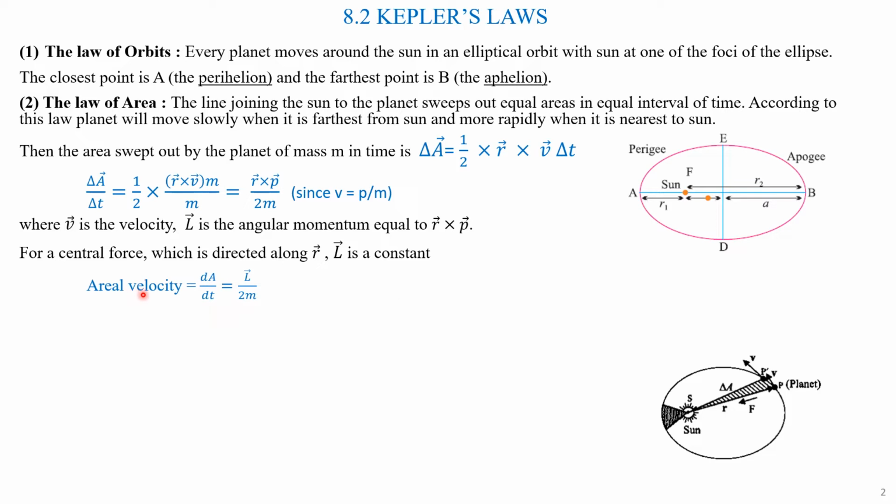Therefore, areal velocity dA/dt equals L, the angular momentum, divided by 2m. This is the same as the previous equation.